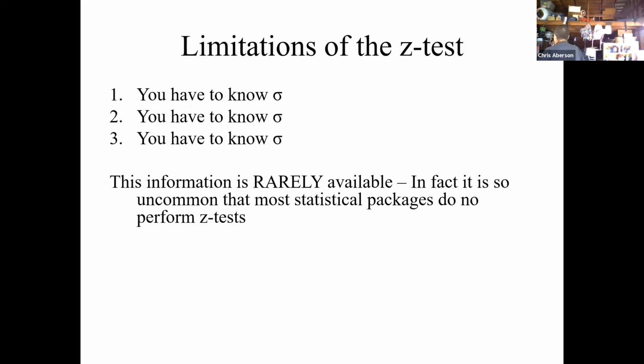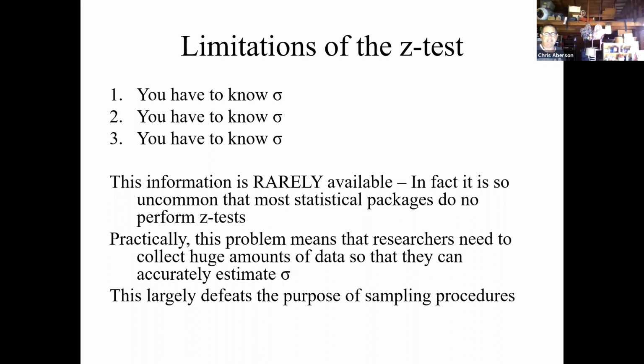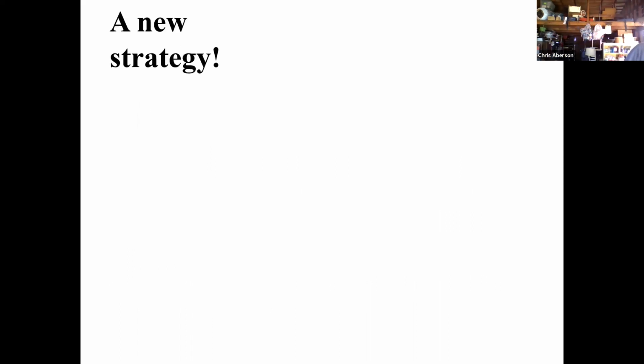This is so uncommon that R doesn't have anything built in for doing the z-test because it's not something that's practically useful. And again, as I mentioned, this would mean that researchers used to have to collect huge data sets, which pretty much defeats the entire purpose of sampling. So a new strategy was devised.